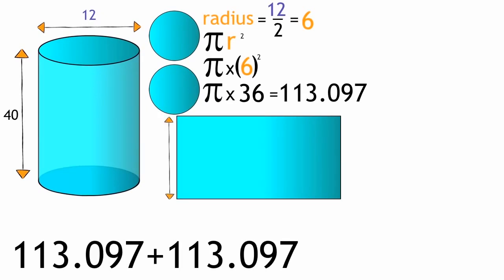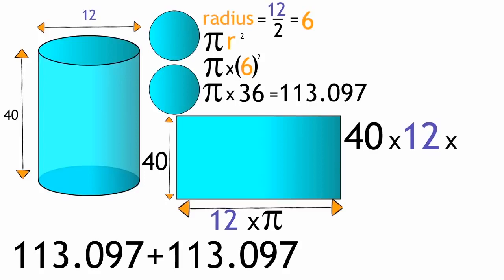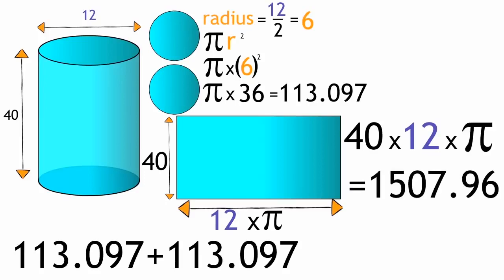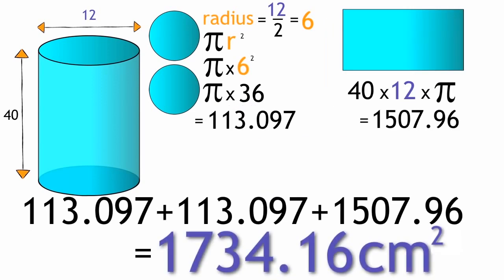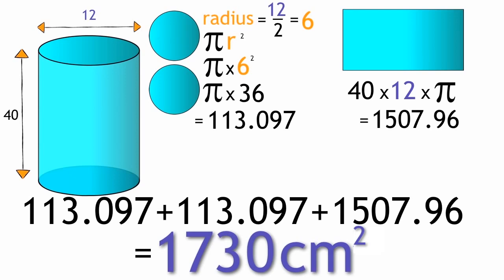And then I need the rectangle bit. So the height's the same, so that's 40. Remember this length here is pi d, so that's 12 times pi. And type that into my calculator, 40 times 12 times pi. We get 1507.96, and that's going to get added on there. So we add those all together, 1734.16 centimeters squared. Now it's probably a good idea to round that to three significant figures. It's three important numbers, so that would be 1730 centimeters squared.